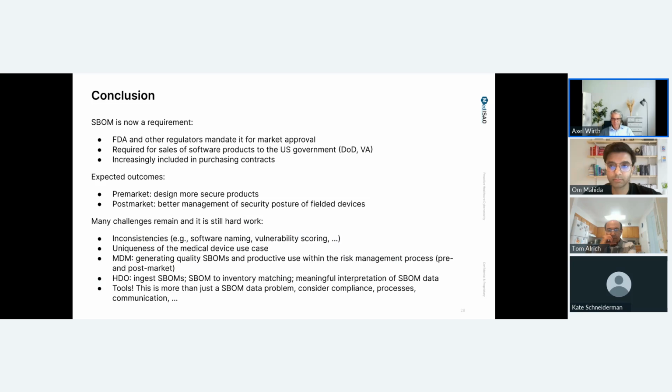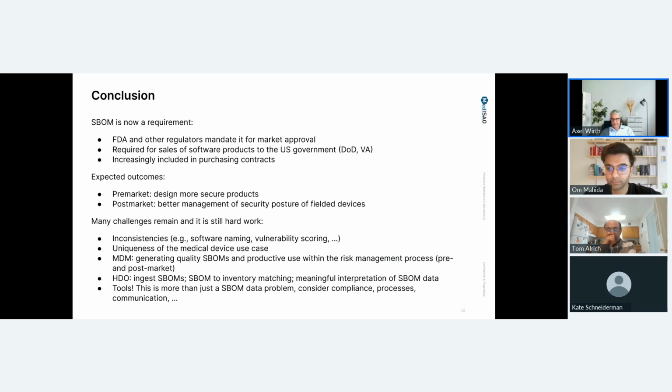The expected outcomes in the pre-market space: obviously you want to design more secure products and be able to demonstrate that you indeed designed a more secure product. And then in the post-market, better management of the security posture of devices in the field, and demonstration that you can handle post-market risks.